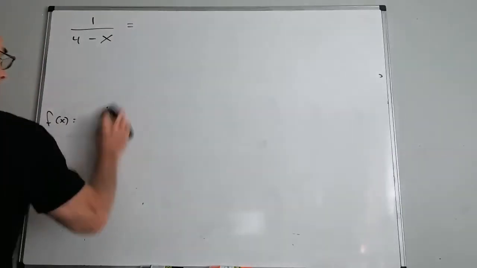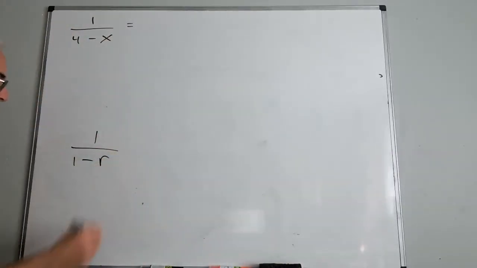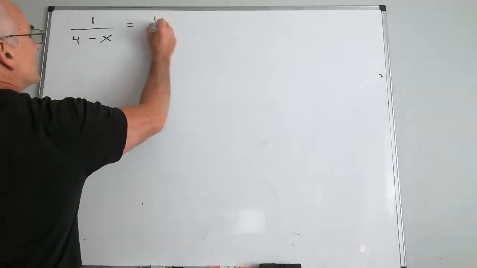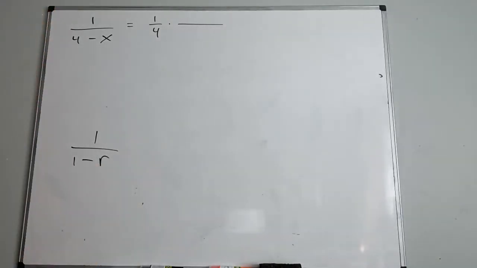Whatever you're dealing with, you must make it look like this. It has to look like this. I got a 4 on the bottom. How do we make it look like that? Well, could I do this? Should I make that my first step? So if I do that, what am I left with?